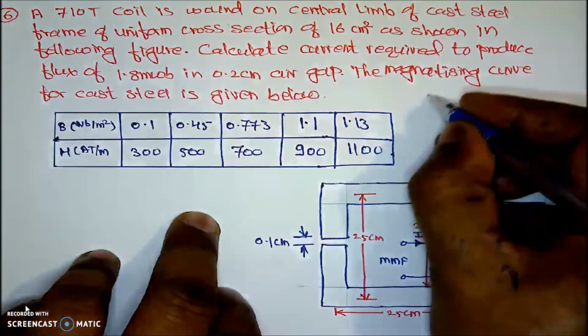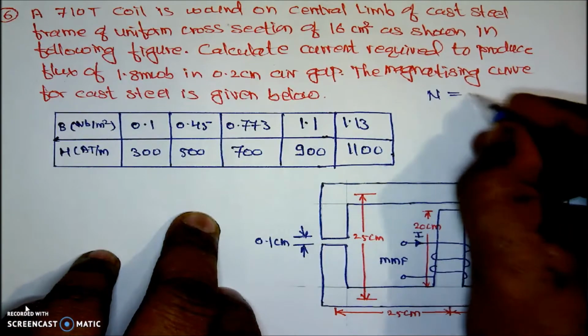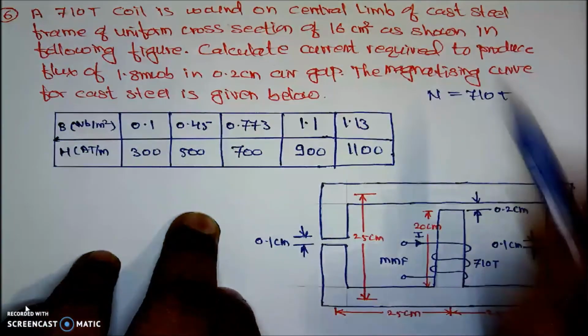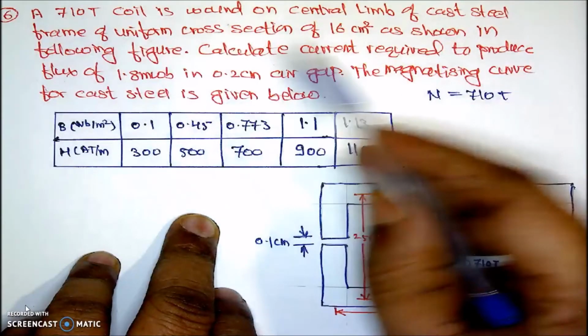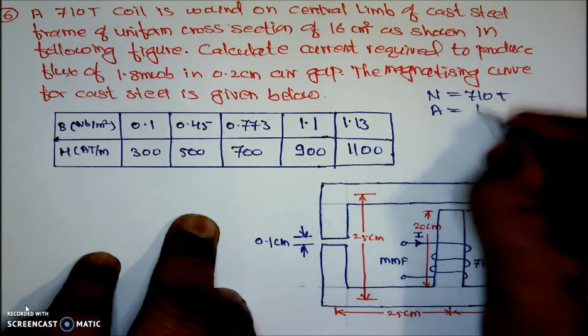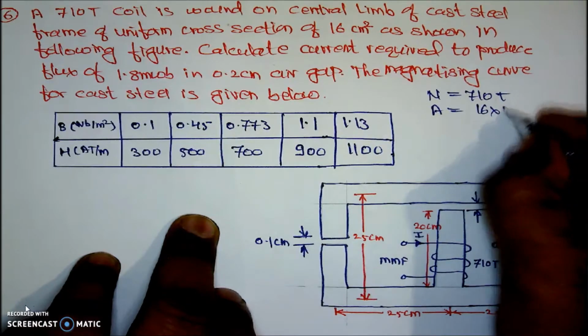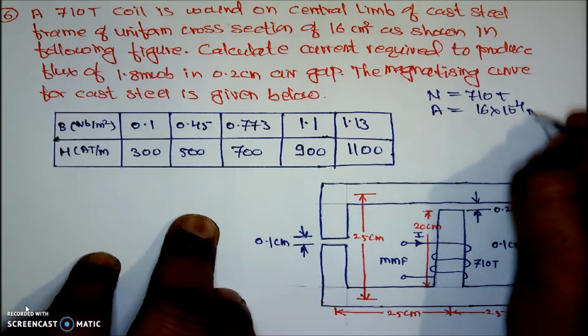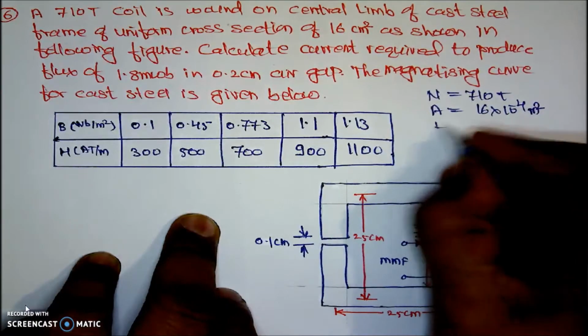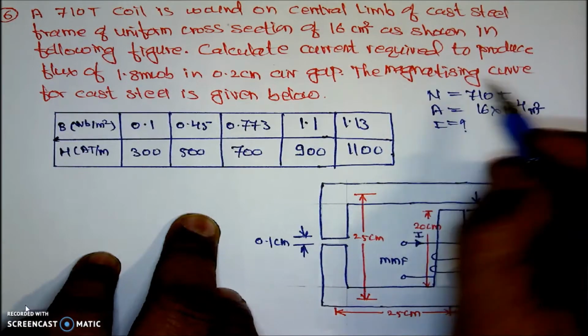Here in this case, the number of turns is given, that is N is equal to 710 turns, wound on the central limb of a steel frame of uniform cross section. The cross sectional area throughout is given, which is 16 centimeter square, that is 16 into 10 to the power minus 4 meter square. We are interested in the calculation of the current I.